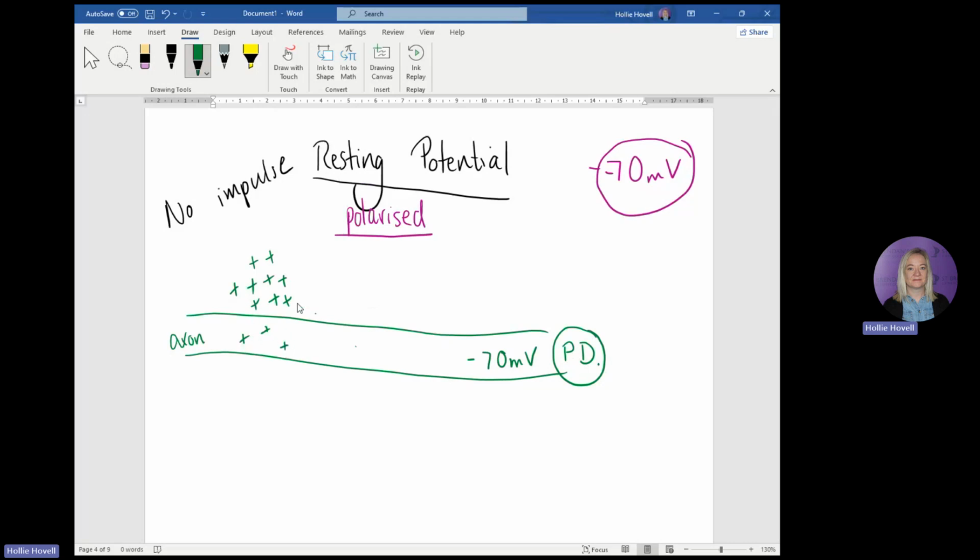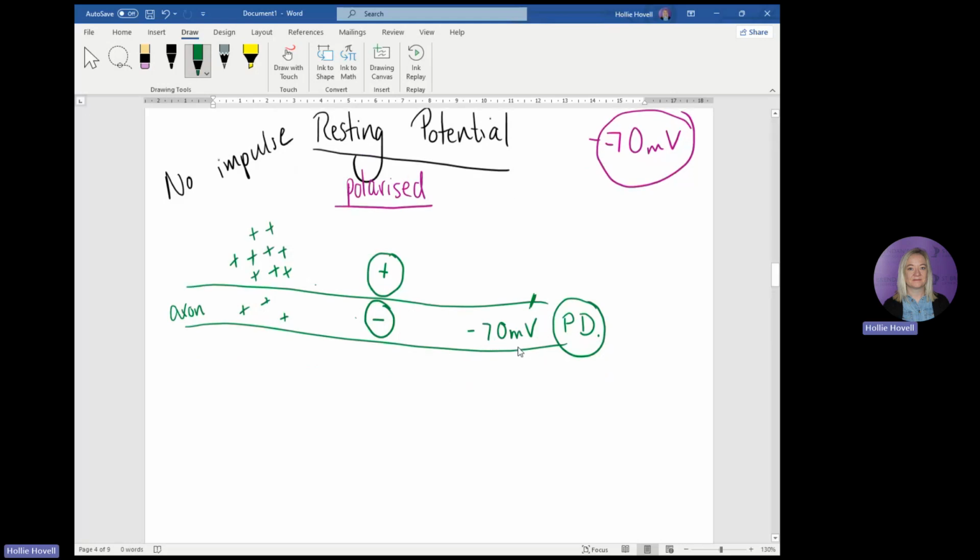But the way that we talk about that in terms of potential difference is that the outside is more positive compared to the inside, and the inside is negative compared to the outside. So it's a comparison, but it's actually all made up of positive ions, sodium and potassium ions. So the inside of the axon is negative compared to the outside, and it has a charge of minus 70 millivolts, which means it has a potential difference across this membrane of minus 70 millivolts.